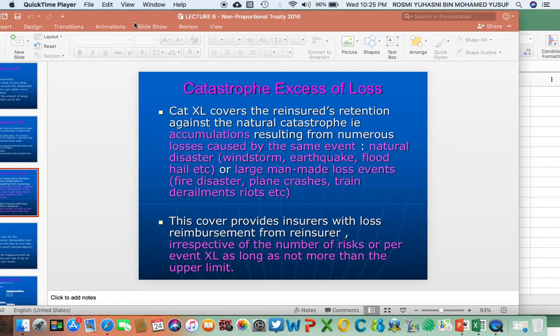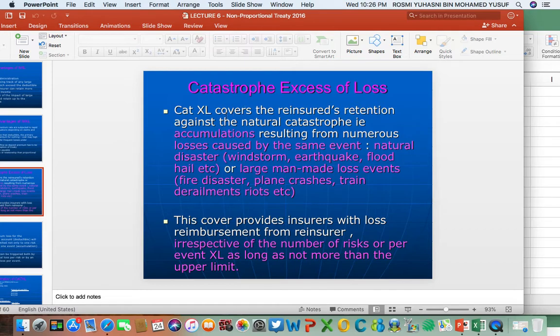In today's lecture, I'll be explaining briefly what catastrophic excess of loss is. This is the second type of non-proportional reinsurance that will be covered in chapter 6. Previously you have seen how per risk excess of loss, or working excess of loss, works, and how to calculate the claims and the premium. Today we briefly go into what is catastrophic excess of loss.